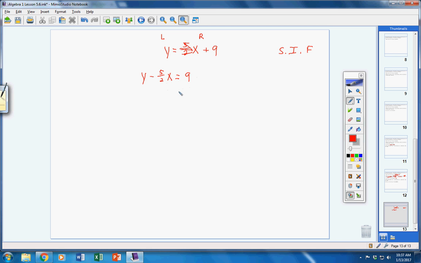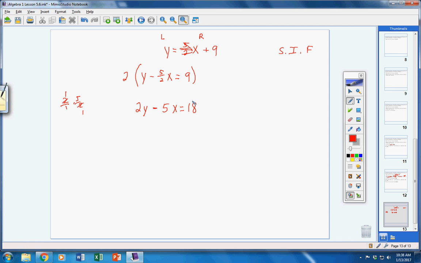So lastly, eliminate fractions. What is the denominator of your fraction that you want to get rid of? 2. Remember how to do this? So we multiply the entire equation by 2. Very carefully. 2 times y is 2y. Positive times a negative is negative. 2 times 5 halves. 2 times 1 times 5 halves, your 2's cancel, leaving you with 5 over 1 or 5. And then 2 times 9 is 18.